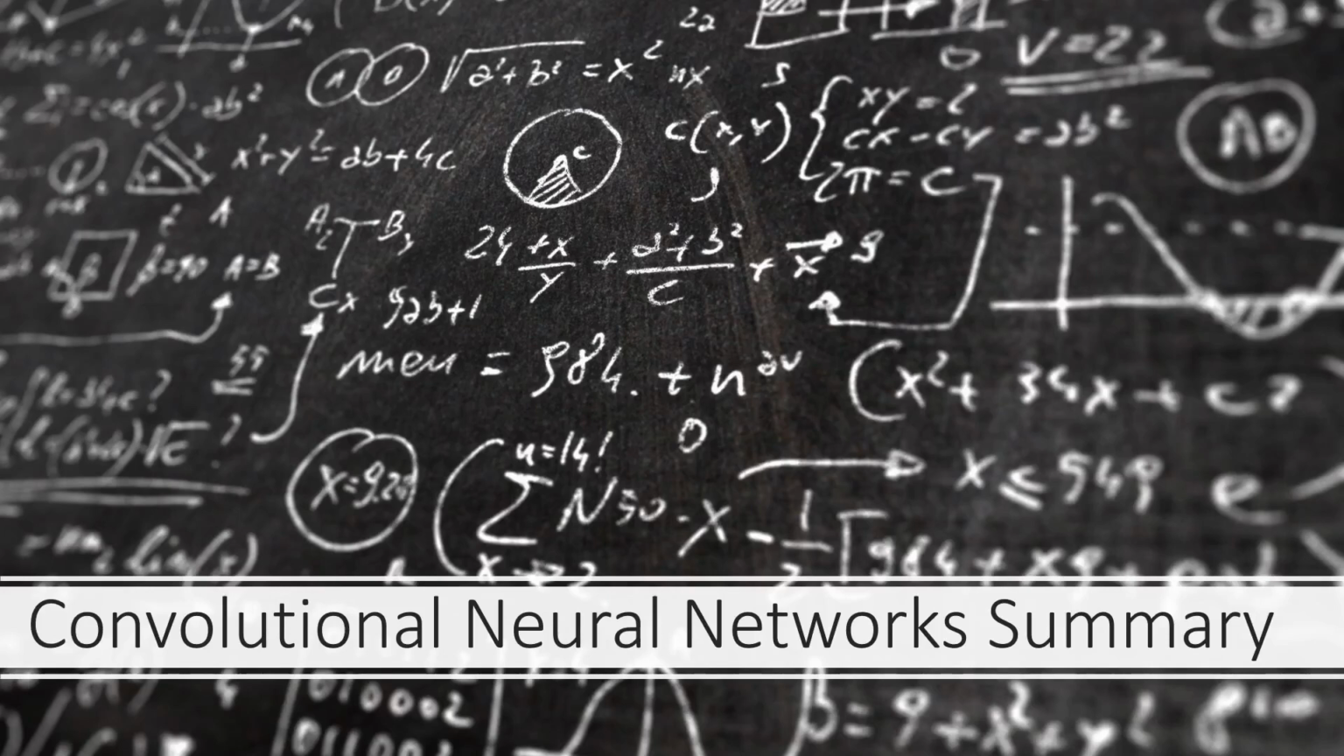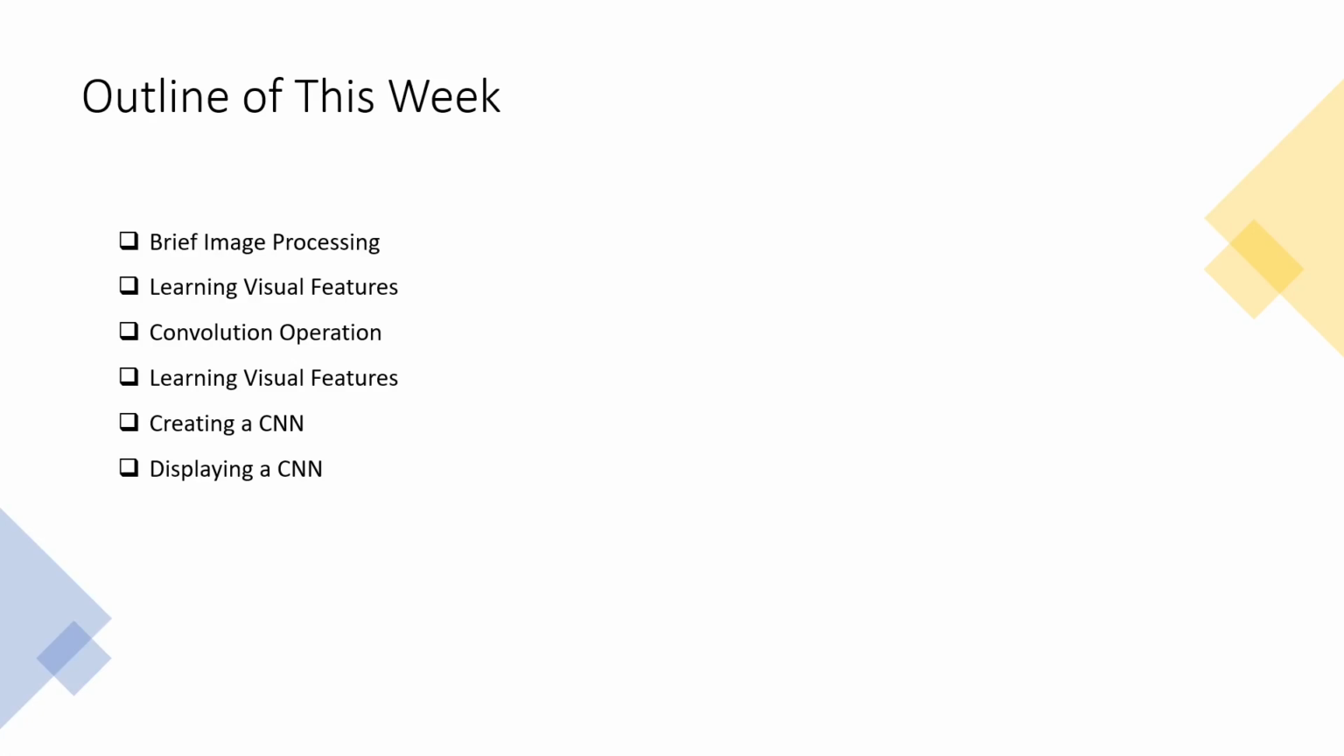We use convolutional neural networks mostly for image processing. Therefore, we first take a look at brief image processing, and then we will see how we can basically learn visual features. And we will review the convolution operation. Then we will revisit the learning of visual features, and then we will see how we can create a convolutional neural network, and then we will see, different from last week's lecture, how we can display the architecture of a CNN.